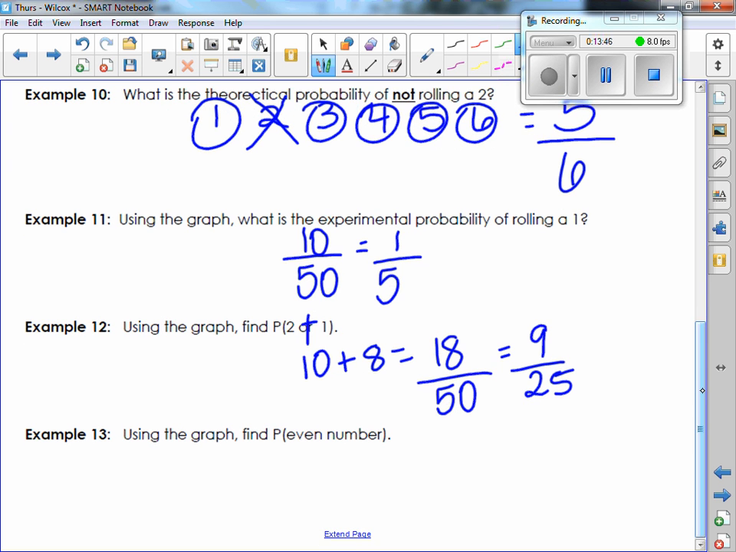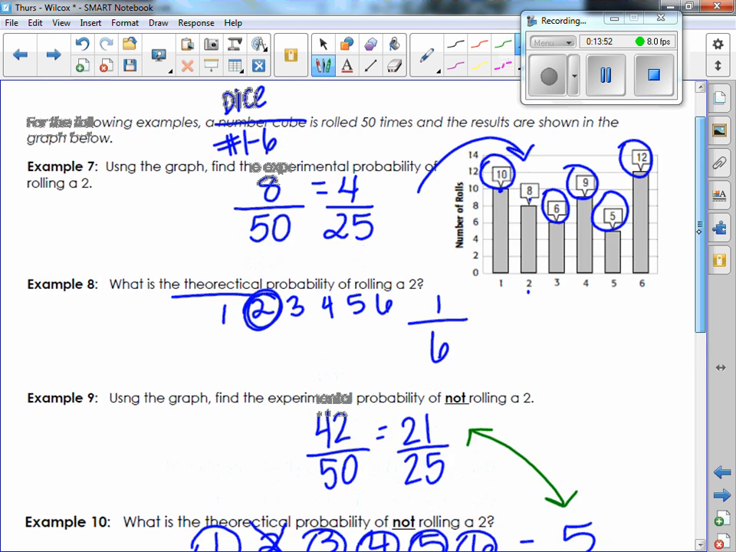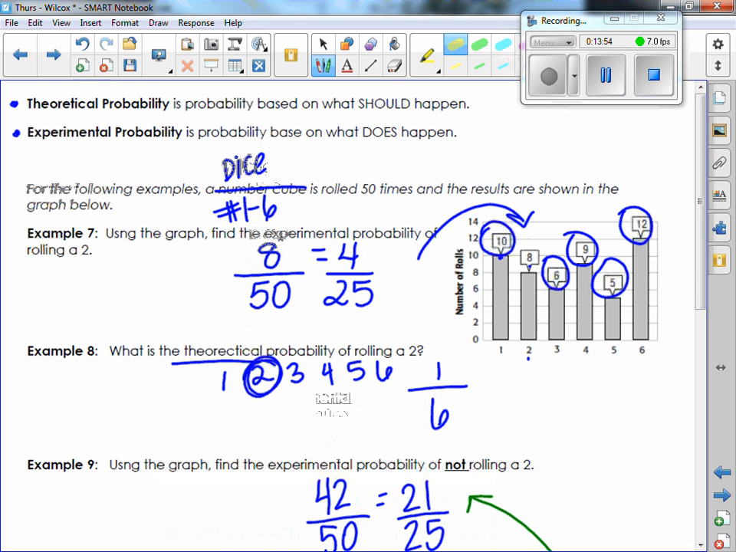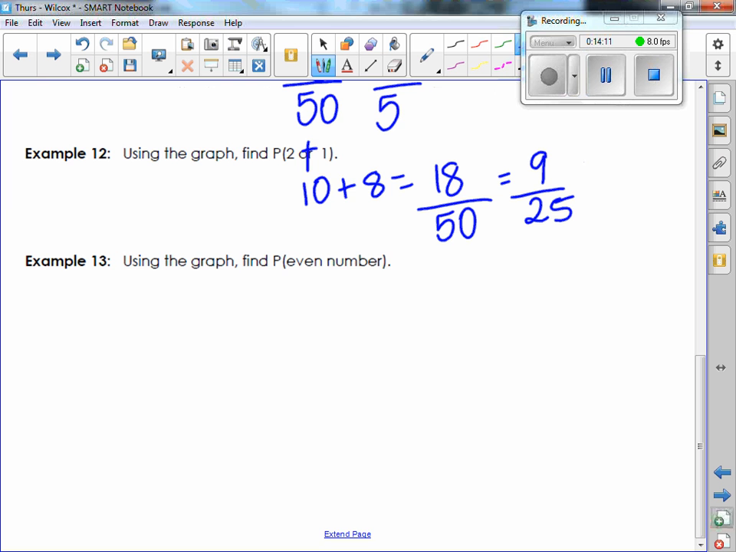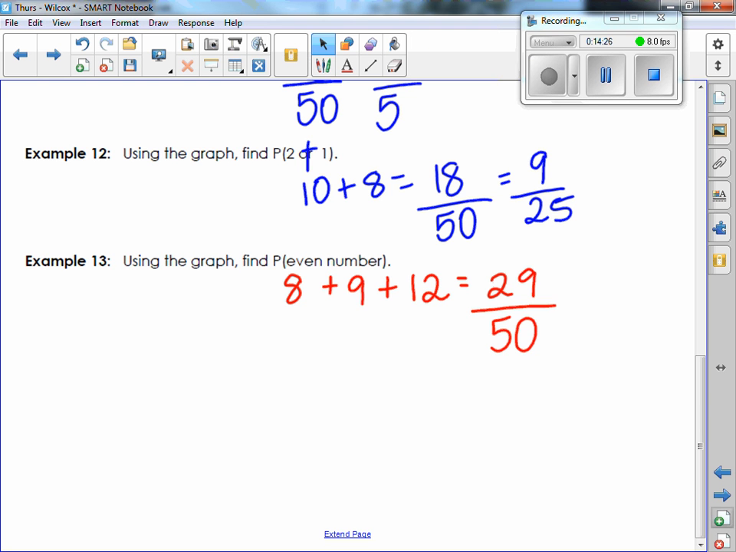The last example says, using the graph, find the probability of an even number. So let's go back up to our graph. I'm going to this time just highlight my even numbers, 2, 4, and 6. So I don't care which even number to land on, 2, 4, or 6, as long as it's one of those. So this is kind of like one of those OR problems where I'm going to add 8, 9, and 12. So back down to our problem. If I have 8, 9, and 12, that gives me a value of 29 out of the 50 times that it was rolled total. Because 29 is a prime number, I cannot simplify that fraction any further.